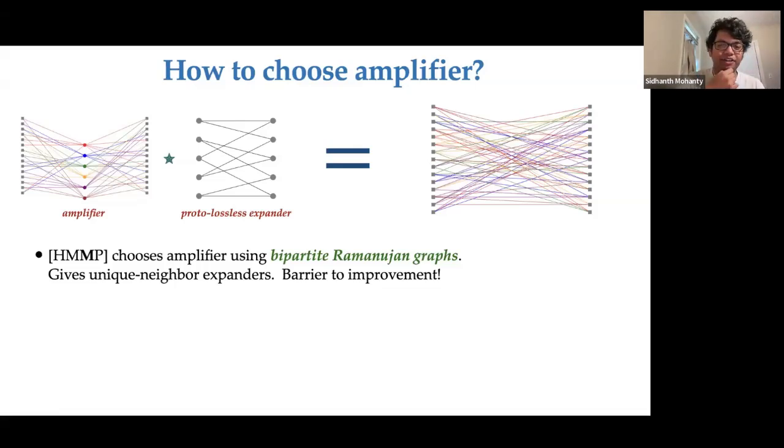Maybe I should say what exactly I mean by choosing the amplifier as using bipartite Ramanujan graphs. It just means you take two bipartite Ramanujan graphs, and you put the first bipartite Ramanujan graph between the middle and the left, and the second between the middle and the right. And maybe because we're thinking of the left and right as having the same size, you can even think of taking one bipartite Ramanujan graph and putting two copies of it between the middle and the left and between the middle and the right.